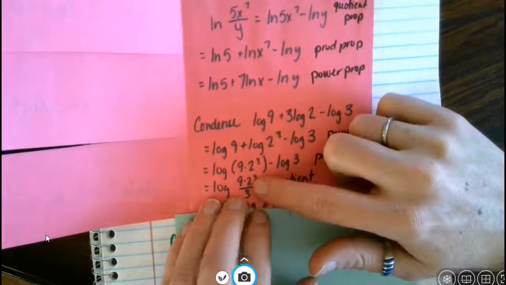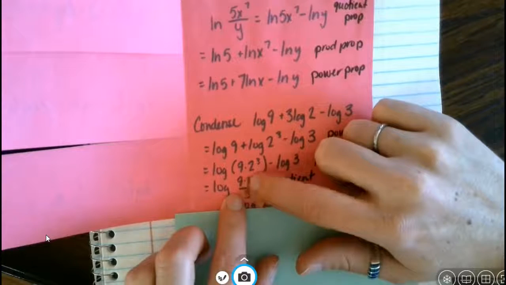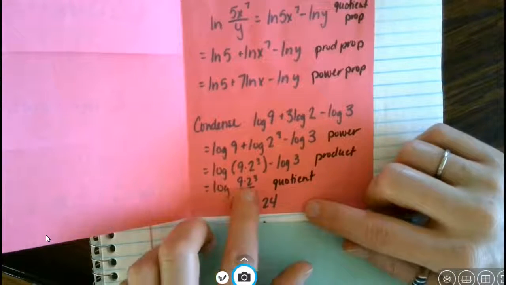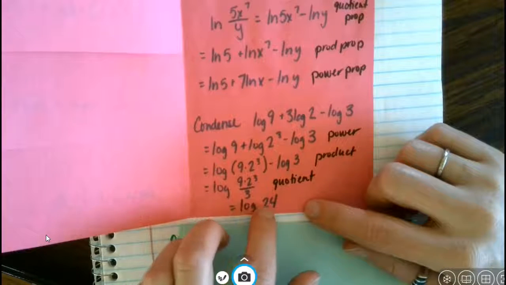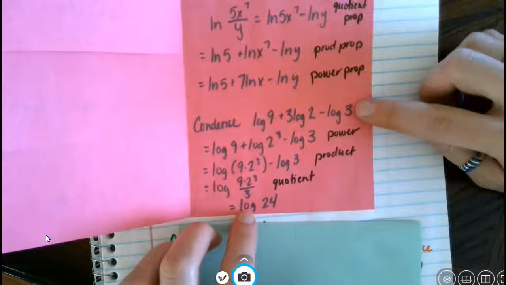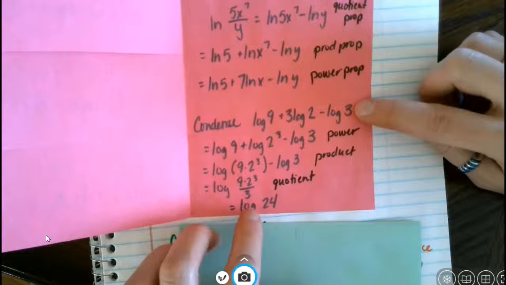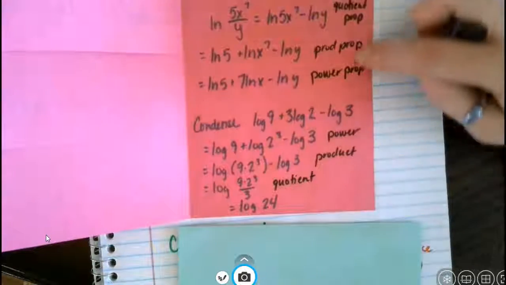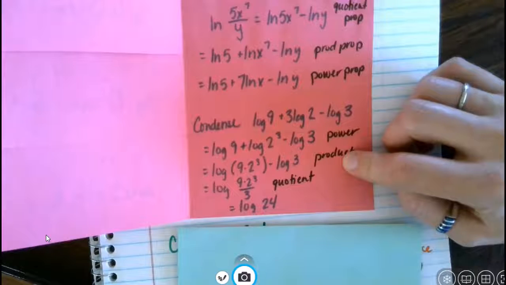Oh, well, now I just have log base 10 of some numbers that are together, and I can go ahead and simplify that because 9 times 2 cubed divided by 3 will give me just log base 10 of 24. So I was able to go from this long multiple step process just down to this log of 24. So that's kind of how we can use our different properties to help us.